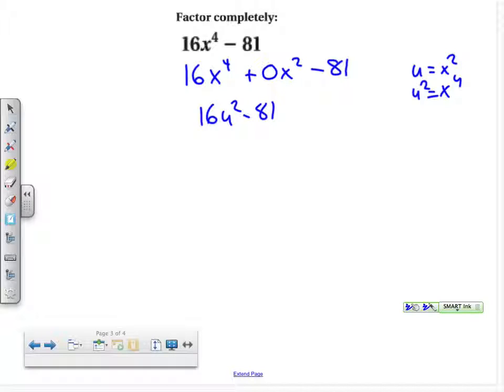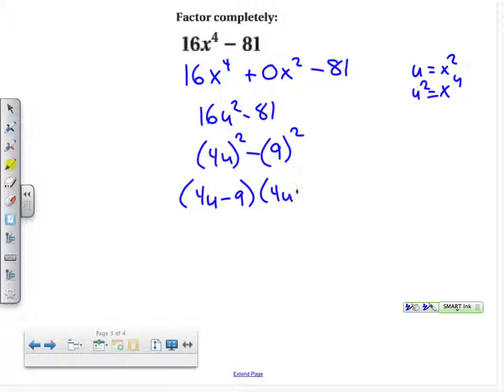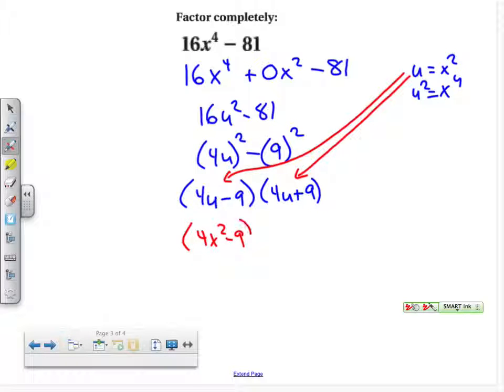can factor that. Now if you remember your special patterns and your conjugate pairs, this should look like a conjugate pair with difference of squares, because the first term is squared and the last term is squared. And so we can factor this as a difference of squares with our two conjugates. 4u minus 9, 4u plus 9, and then we want to remember to go back and put our x back in. So really we got 4x squared minus 9 times 4x squared plus 9.